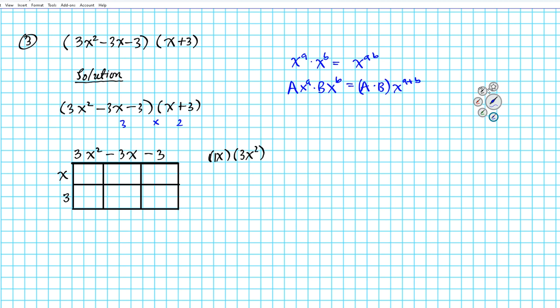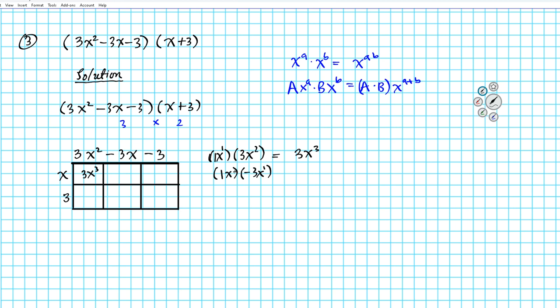Same situation here. So for this one, we're going to have 1 times 3, which is 3, x to the 1 plus 2, 3. So here is going to be 3x to the third. Let's go with the multiplication of x by the next term, the linear term. So 1x times negative 3x.